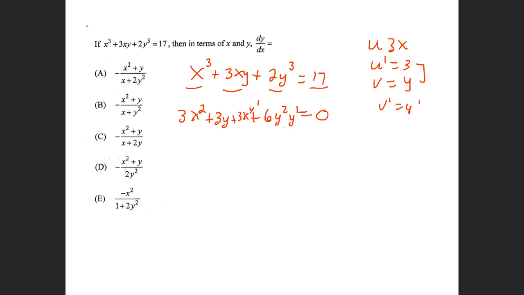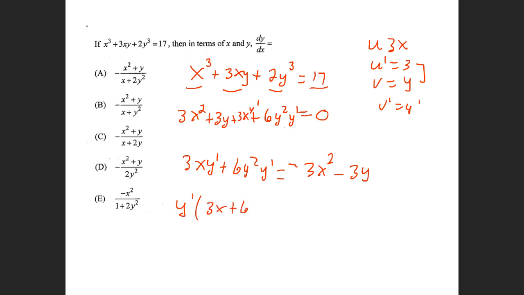Boom. All right. I'm going to get every term off the side that doesn't have a y prime. So I'm going to subtract off 3x squared. I'm going to subtract off 3y. So I'm going to be left with a 3x y prime plus 6y squared y prime is equal to negative 3x squared minus 3y. Okay. So now I'm going to factor out a y prime. So that leaves me with 3x plus 6y squared is equal to negative 3x squared minus 3y.